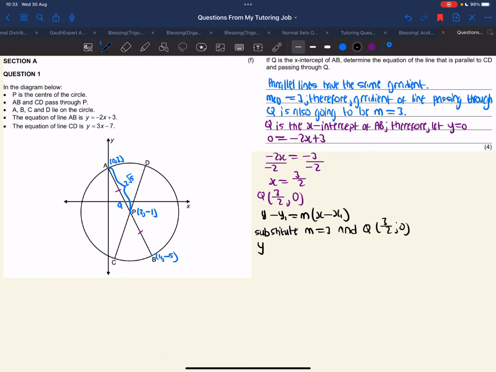Now if we do this, it's going to be y minus 0 equals 3 times x minus 3 over 2, so it will be y equals 3x minus 9 over 2. So this should be the answer for the equation of the line that is parallel to CD and passing through Q. Okay.